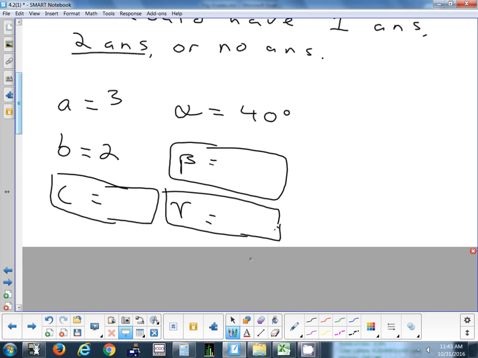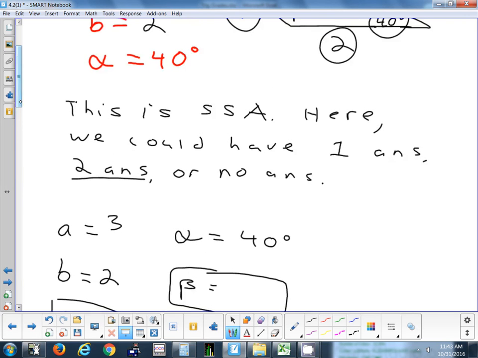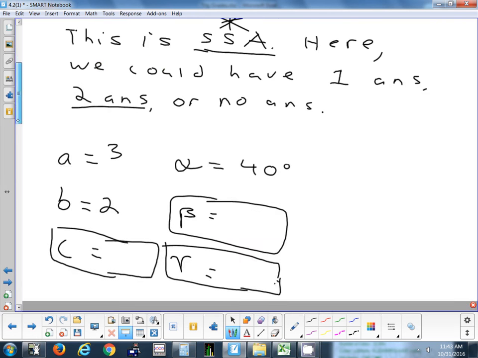You've got a row with nothing in it. It's the one case that we have to be very careful with. What we're about to do in this problem never happens in any of the other cases. Even when we study law of cosines. Side-side-angle is the only type of problem that you could end up with 1, 2, or no solution.